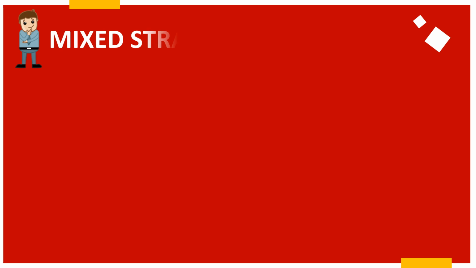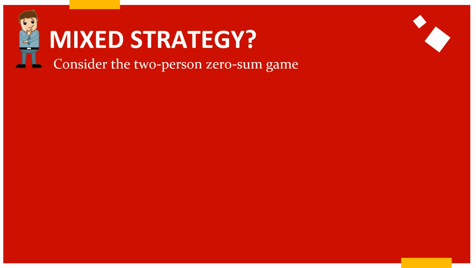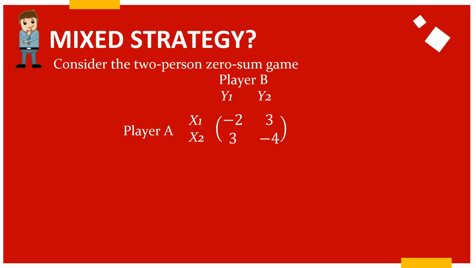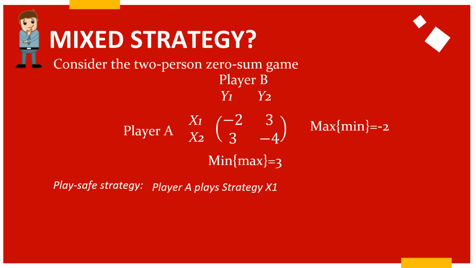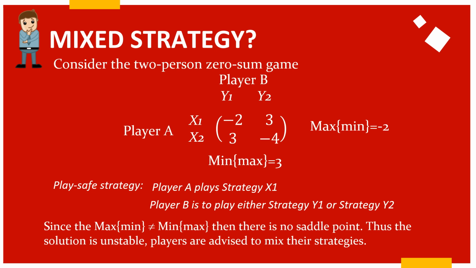So what is a mixed strategy? Let's consider the two-person zero-sum game. The maximin value is -2. The minimax value is 3. So the play safe strategy for player A is to play strategy X1, and the play safe strategy for player B is to play either strategy Y1 or strategy Y2. However, the maximin and the minimax values are not the same. This means that there is no saddle point and the game has no stable solution.